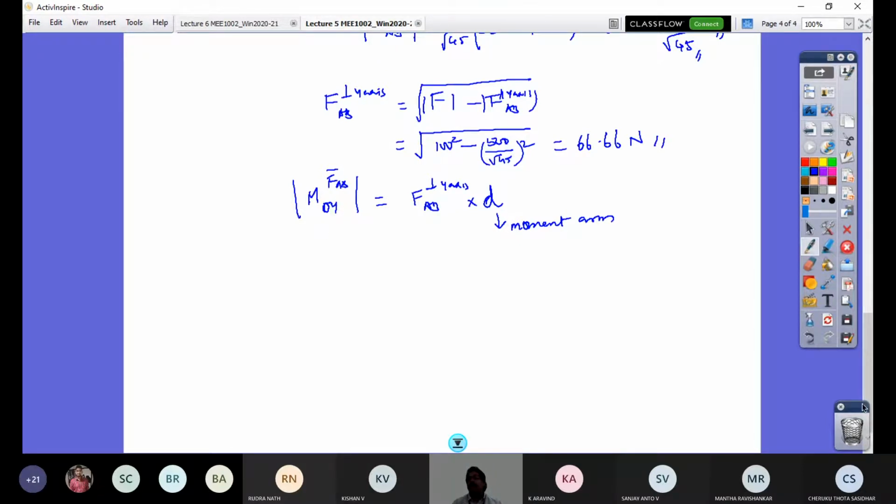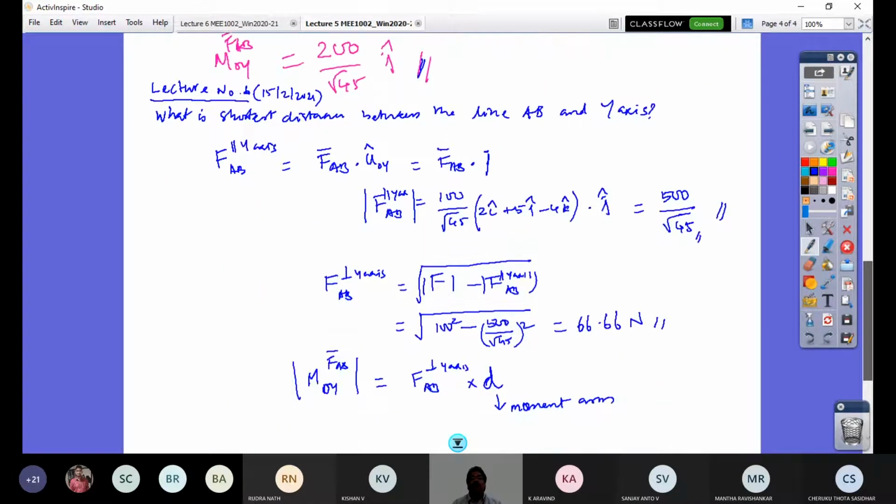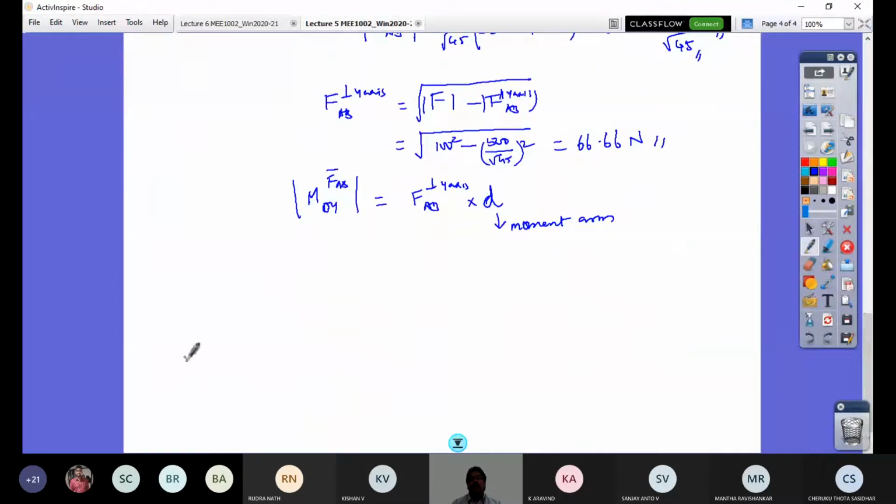We just calculated here, that is 200 by root 45. That's this value. Last class we ended finding out that its magnitude is this. So I would use that here. That is 200 by root 45, and that's equal to 66.66 into D. Therefore, D value is 200 by 66.66 into root 45. So I would have my shortest distance.